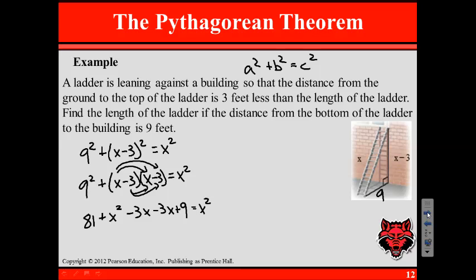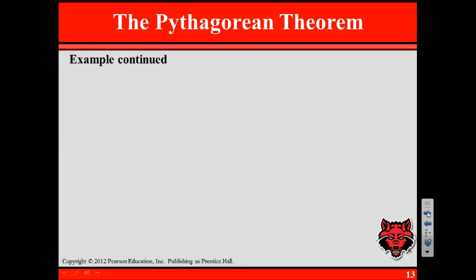We now combine like terms on the left-hand side. I have 81 and 9, which will give me 90. I have negative 3x and negative 3x is minus 6x. And we also have an x squared. And that is all set equal to x squared on the other side of the equation. Let's use the equation we have on the next slide to continue solving. If we rewrite the order, we can rewrite it as x squared minus 6x plus 90 equals x squared.